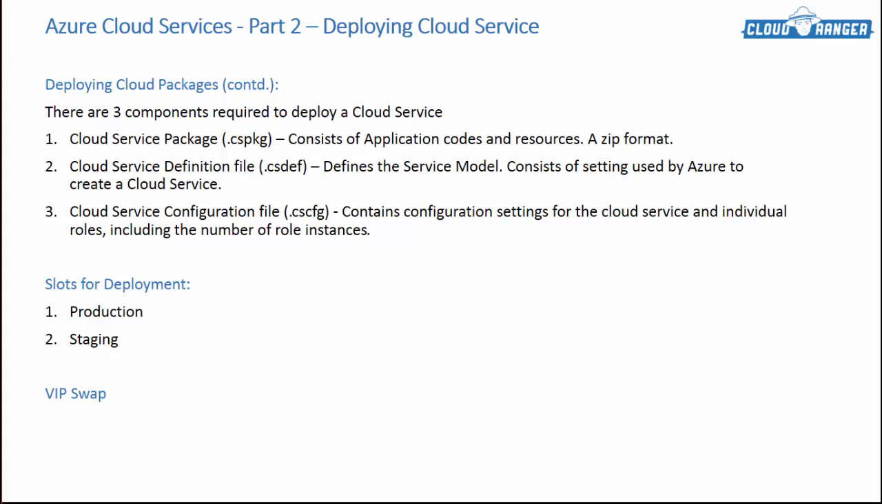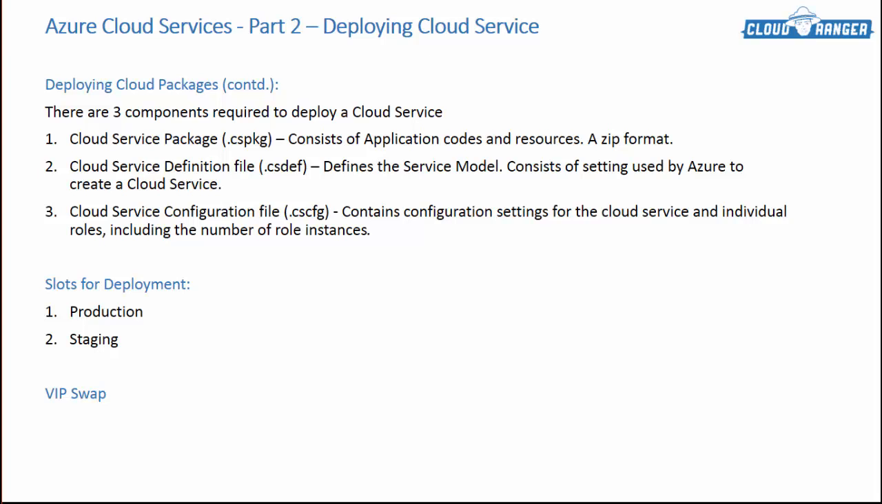So the main files that we should be taking care of are number 1 and number 3. Of course, the definition file is also there to define how the model is going to be, or how Azure is going to create the cloud service. So we are going to go into details of these files momentarily. But before that, I want to talk about the deployment as well.